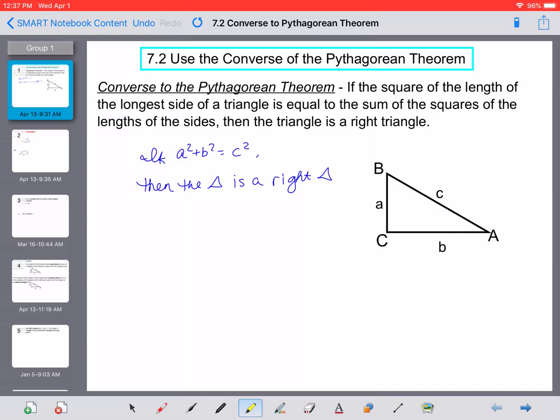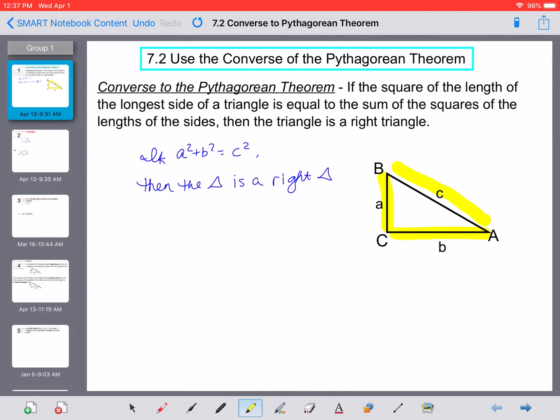Today we're going to talk about the converse of the Pythagorean theorem. Now, to understand the converse of the Pythagorean theorem, you have to understand what the Pythagorean theorem is. The Pythagorean theorem states that a squared plus b squared equals c squared if it is a right triangle, where a and b are the legs of a triangle and c is the hypotenuse of a triangle. But it only works if it is a right triangle.